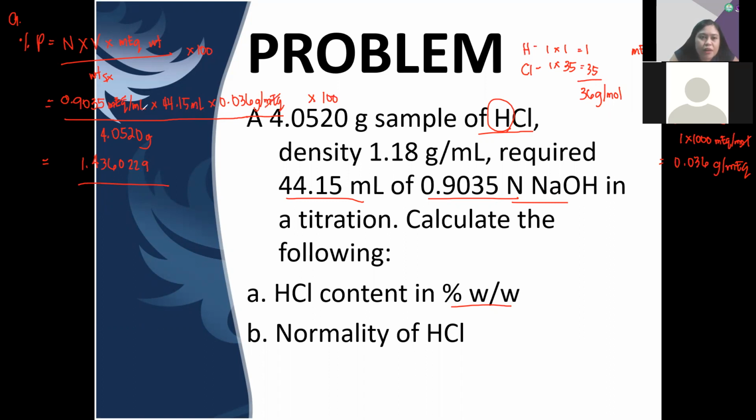Divided by, let's cancel first the units. You can cancel the milli-equivalent, the ml also, and also the grams. So divided by 4.0520 times 100. Round off to 2 decimal places. The correct answer here is 35.44%. Okay, so this is the percent purity of the used hydrochloric acid as the sample.